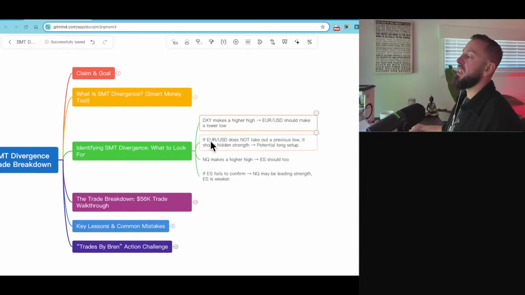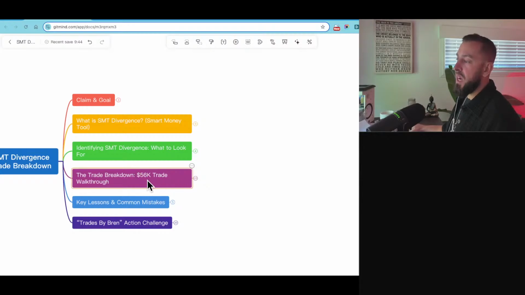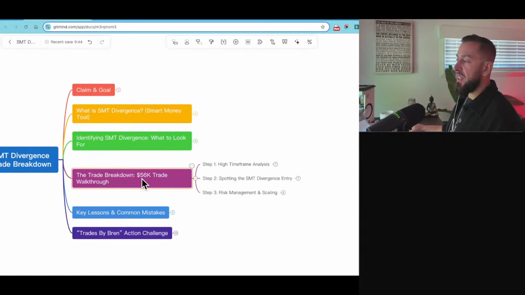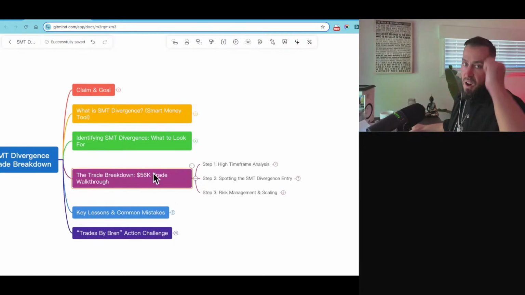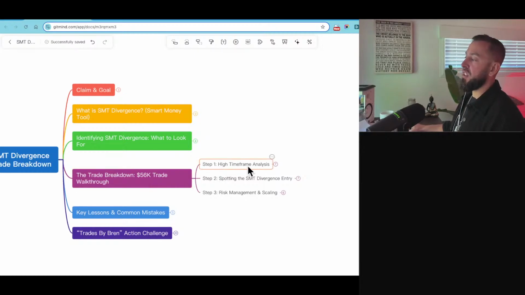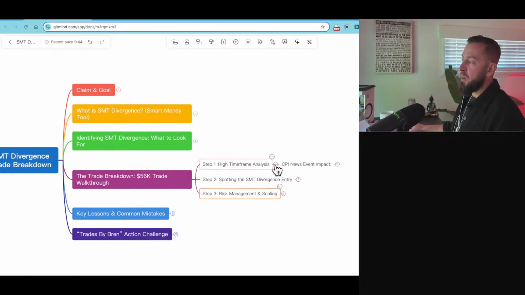What's a divergence? Difference, okay? So here are some examples of some divergences that you can look for. Now, when it comes to the trade breakdown, you know he's claiming 56K on this. Awesome, okay? And here are your steps: high time frame analysis, spotting that divergence, and then risk management and scaling it. Pretty simple, right? And then we've got some details.